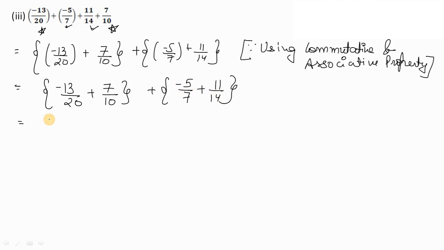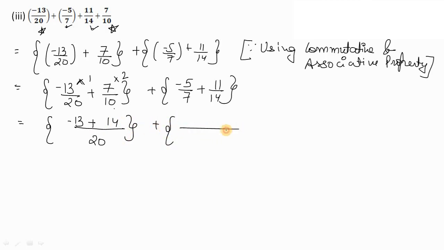So now I have to take the LCM of 20 and 10. Because 20 comes in the table of 10, the LCM will be 20. Now 20 in the table of 20 comes at 1. So we will be multiplying minus 13 with 1. Now 20 comes in the table of 10 at 2. So we will be multiplying 7 with 2. So it will be minus 13 plus 7 into 2, which is 14, in the first bracket.